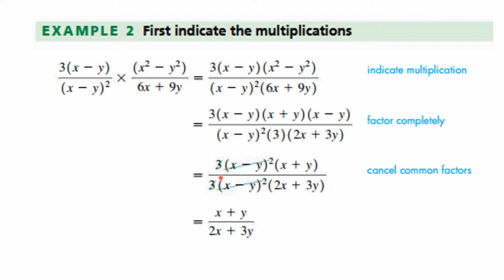Well, the 3's will cancel, and the x minus y squareds will cancel. The reason we have x minus y squared is here is x minus y times itself, and here is x minus y times itself again. So that gives us x minus y squared, so all of those cancel, and you get x plus y over 2x plus 3y.